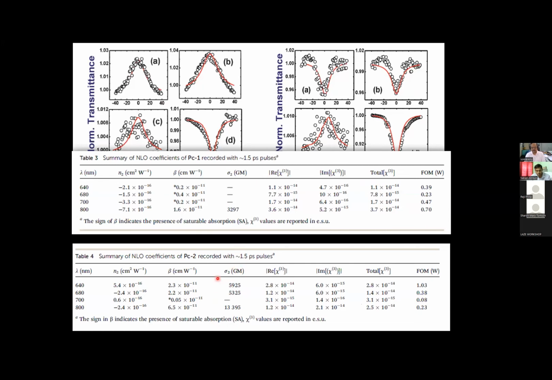Large 2-photon cross-section values, which are always measured in Goeppert-Mayer units, GM units, we got large sigma 2 values for this PC2 molecule, whereas PC1 did not show sigma 2, it was showing only saturable absorption. Saturable absorption has applications in Q switching. That's a totally new, different area, and a huge amount of work is being done in that.